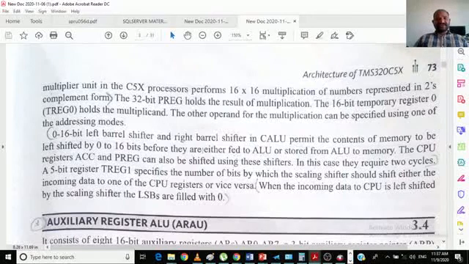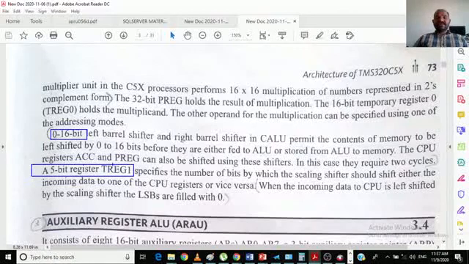Those barrel shiftings are 16-bit shiftings, 0 to 16 bits. Those barrel shifters may be the left barrel shifter or the right barrel shifter, and both are supported by the CALU block. But how many bits should be shifted either to the left side or right side? That is indicated by a 5-bit register called temporary register 1. Means temporary register 1 is a 5-bit register which is used for indicating the count value.